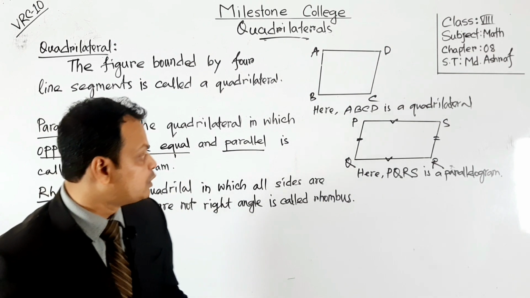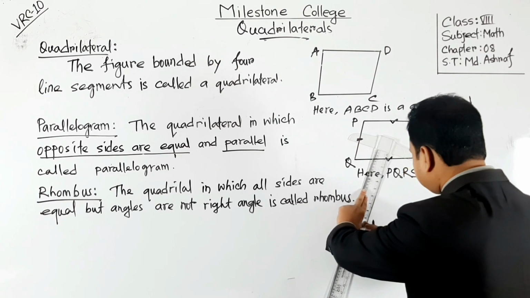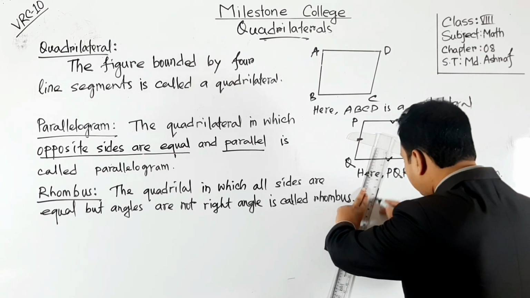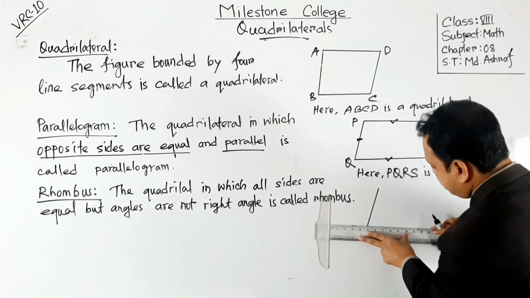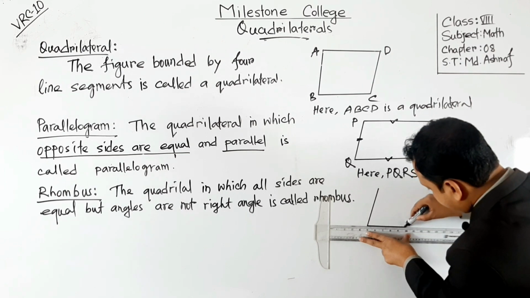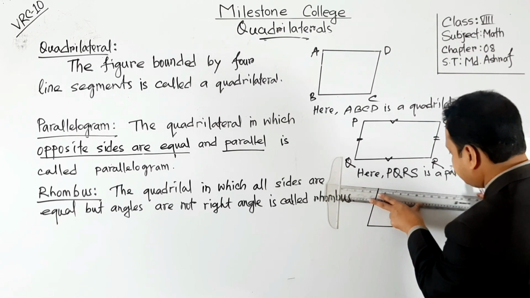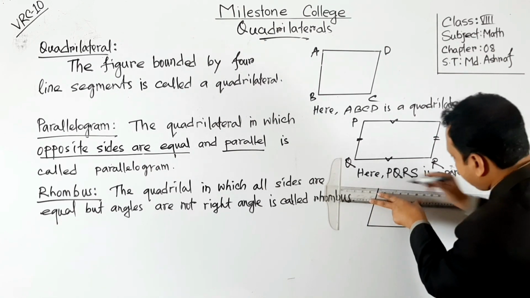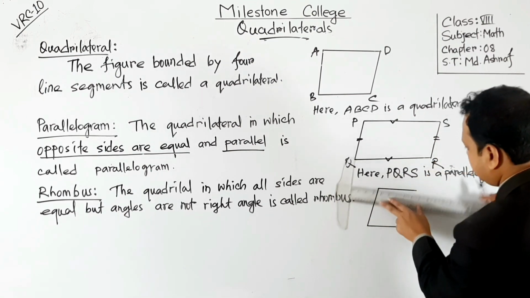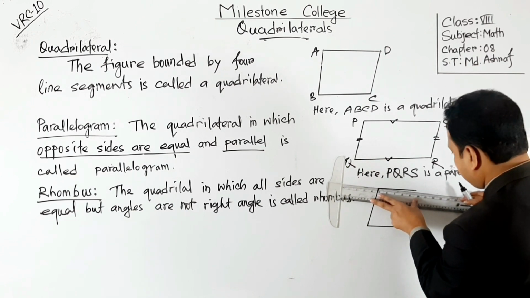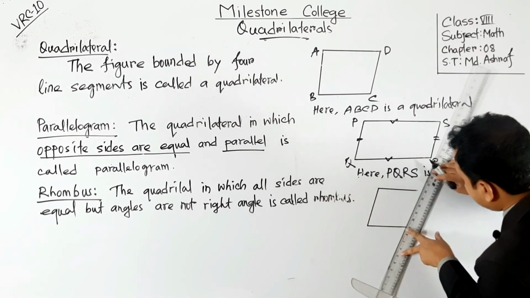Okay, let's draw this one. Here in each side we will take 5 centimeter. So, draw this length 5 centimeter. This is one side. Then another length, 5 centimeter. Then another one, 5 centimeter. Then another, 5 centimeter. Then join this part.